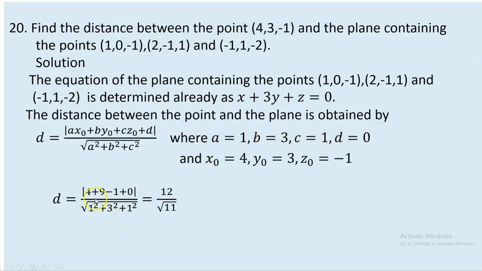So you are left with what? 13 minus 1, 12, and this is going to be 1 plus 9, 10, and 1, 11. So 12 divided by the square root of 11 can come. So the distance between the given point and the plane is going to be 12 divided by square root of 11. This is how you can find distance between a point and a plane.